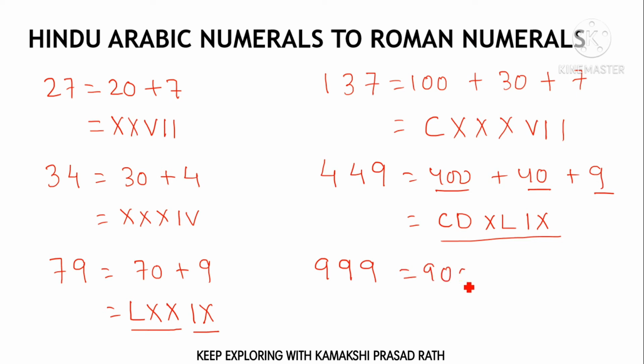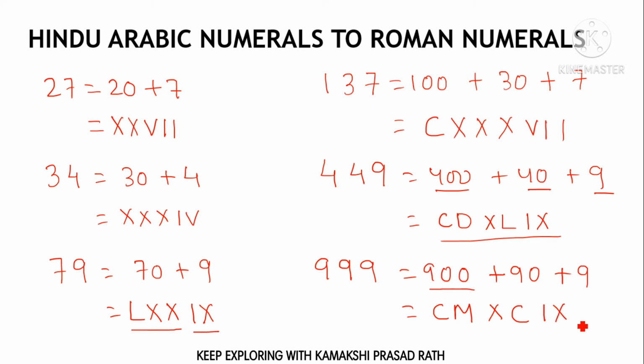So 900 plus 90 plus 9. These are the common things, basics. 900 is 1000 minus 100, that is CM. 90 means 100 minus 10, so XC, and 9 is 10 minus 1.